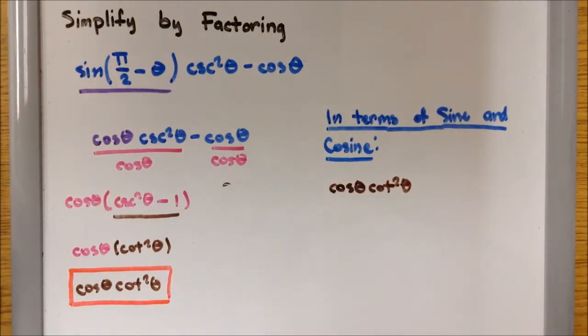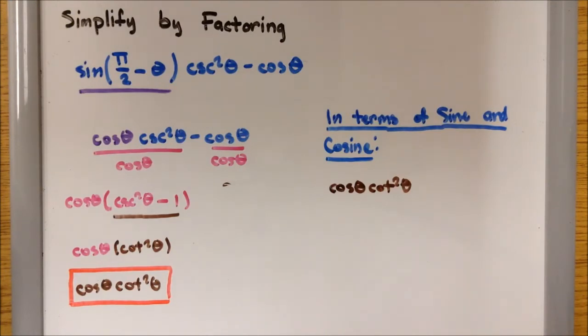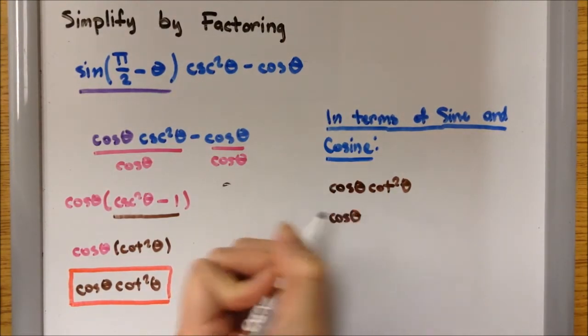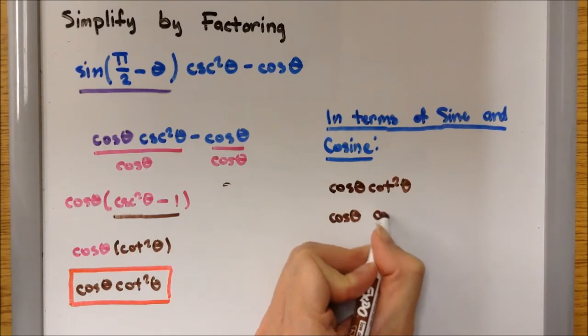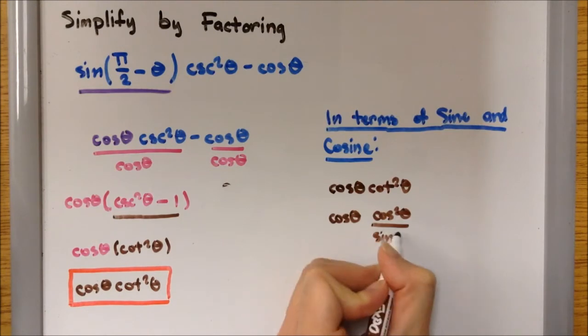Alright, so it means that to have your final answer, you either have just sine, or just cosine, or sine and cosine. But in this case, we have a cotangent, so I can't stop there. What I can do is apply the quotient identity to cotangent, because the quotient identity gives you sine and cosine. So it will be cosine theta. Now for cotangent squared theta, it will be cosine squared theta over sine squared theta.